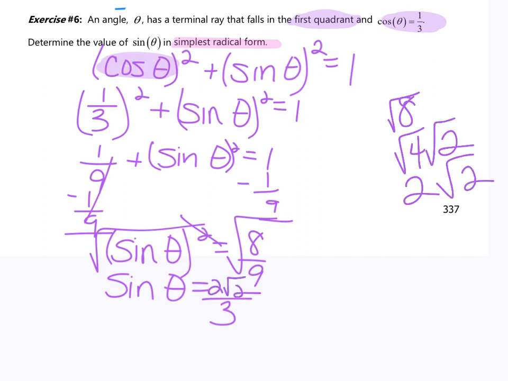Now, normally I would say you'd put plus or minus, but we know that it's in quadrant 1, which was given, so it stays positive.